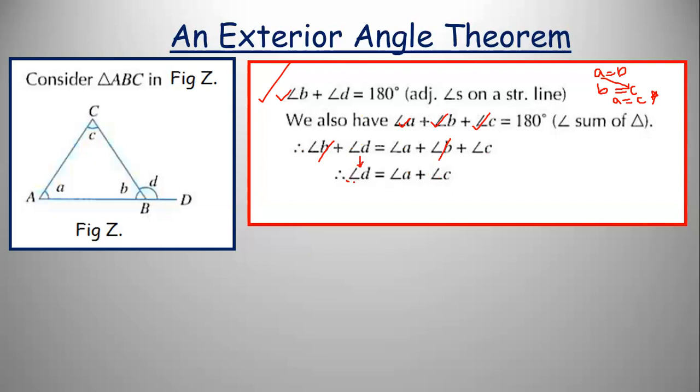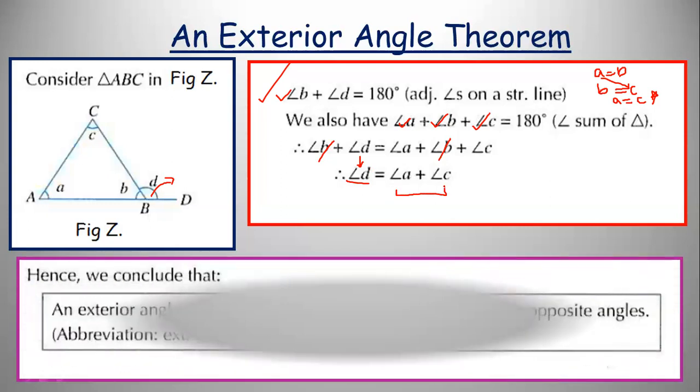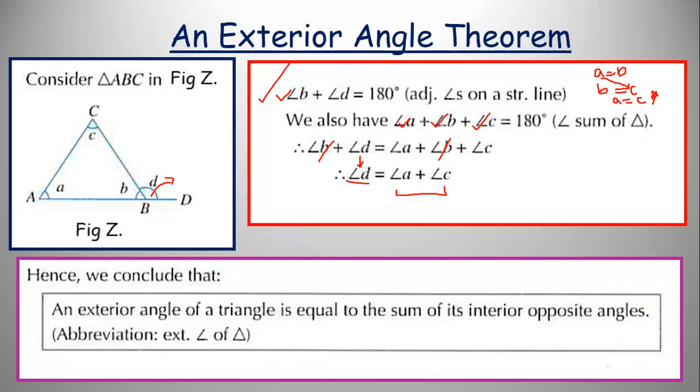Angle D, according to this figure, is an exterior angle, and angle A and angle C are the two opposite interior angles. So from here we concluded that angle D, the exterior angle, is equal to the sum of the two opposite interior angles. Hence we conclude that an exterior angle of a triangle is equal to the sum of its interior opposite angles. What will be the abbreviation of the exterior angle of a triangle? Ext. angle of triangle. I hope you understood up to here.